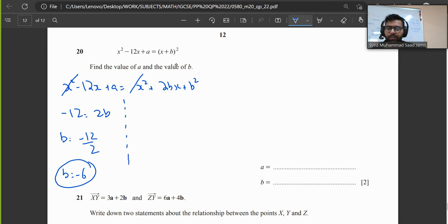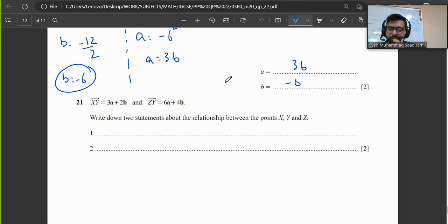Now we need to find the value of a. a = b². We are just writing the corresponding terms against one another. So a = (-6)². a = 36. So one is -6, the other is 36.